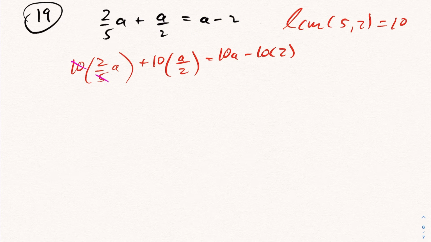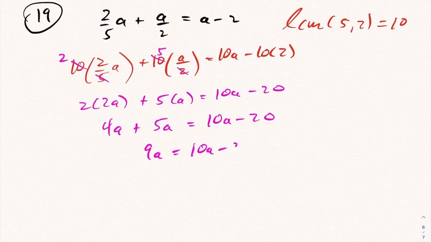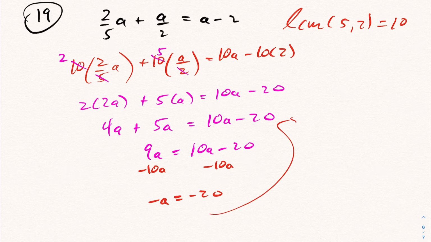The 10 and the 5, that operation between them is division, so that becomes a 2. The 10 and the 2 becomes a 5. So now we have 2 times 2a plus 5a equals 10a, and that becomes a minus 20. Well, 2 times 2a is 4a. And you can see here, now the question is much easier to solve. Again, collect like terms. You want to solve for a, so I'm going to subtract 10a on both sides. I get negative a equals negative 20. And dividing out that negative 1, you get a equals 20.